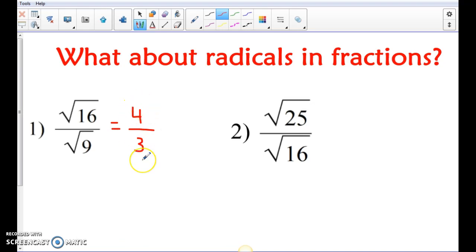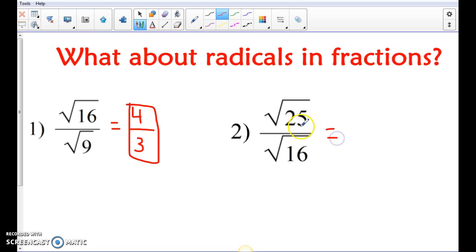So then we look and see, is there anything left to simplify? 4/3 doesn't simplify any further. So that's our answer, just 4/3. And again, all of these can be checked in the calculator. We could type in square root of 16 divided by square root of 9, and it should equal the same as 4/3.